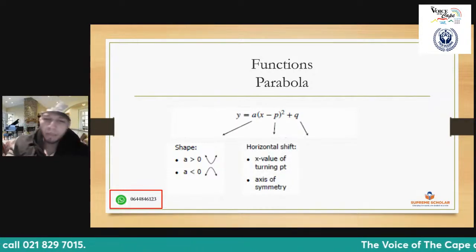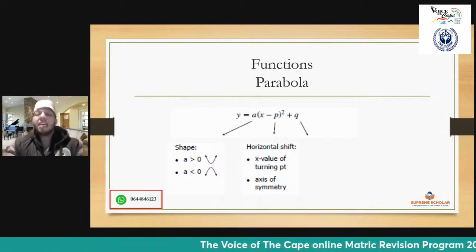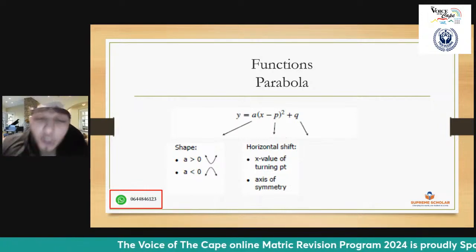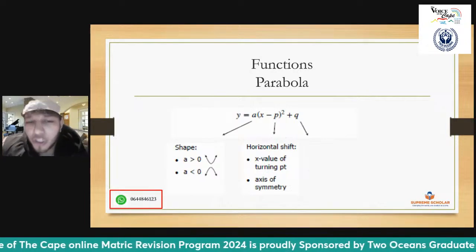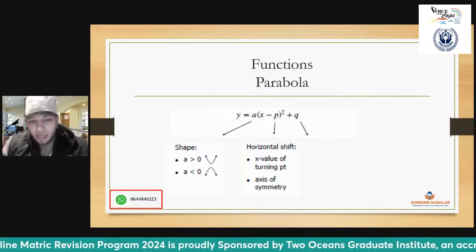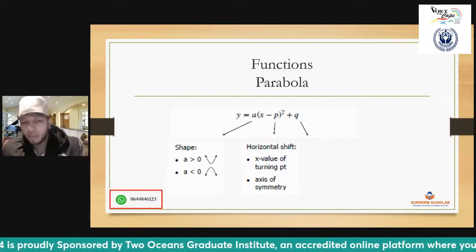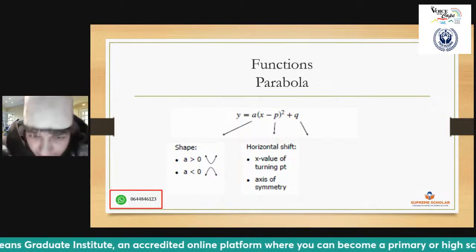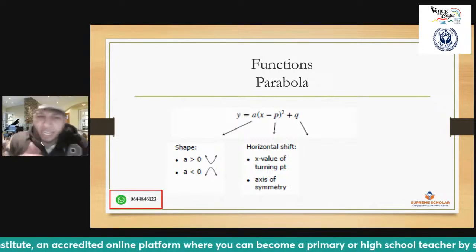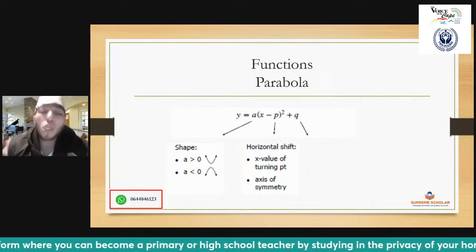Let's focus on the p and the q now. The p and the q represent your turning point. It also represents your horizontal shift, but I'll explain that afterwards, after we first explain the turning point. So p is your x value of the turning point.